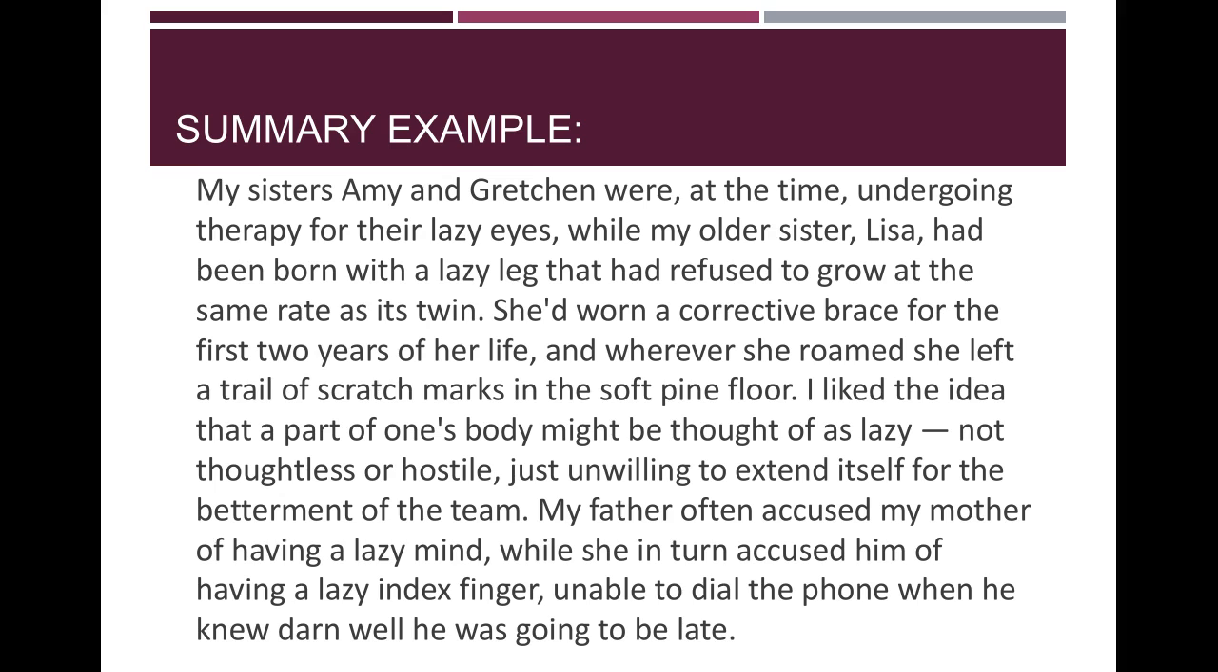And so what you have here, in one paragraph, is you learn about Amy and Gretchen, who were the sisters of the writer. You have some important, or at least memorable, information about them: lazy eyes, corrective braces. You have the father and the mother introduced, and some information about them: that the father wasn't always communicative, didn't indicate when he was going to be late, and the mother was accused of having a lazy mind and would accuse the father of not picking up the phone.